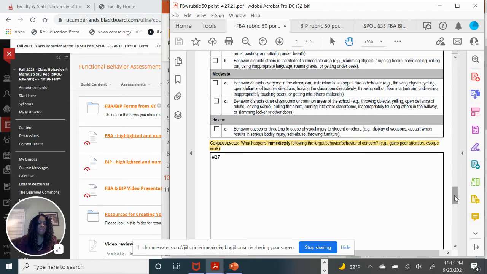Consequences, what happens immediately following the target behavior. And that doesn't necessarily mean since ISS or a parent called. That's not what we mean here. We're talking about what is happening immediately after the behavior that's serving to reinforce that behavior. Is the child gaining attention? Is the child able to escape work that they didn't want to do?